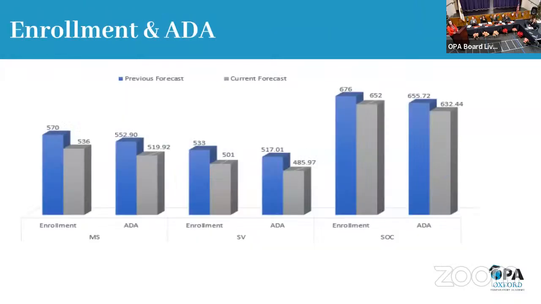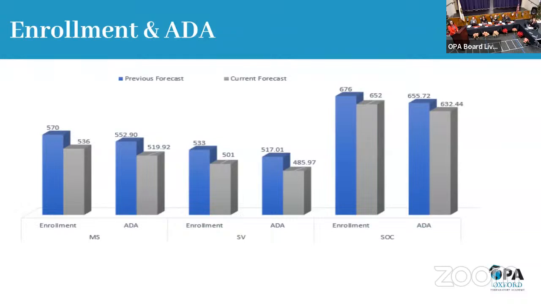So the biggest factor for the changes in the first interim is enrollment and ADA. For the middle school, we originally budgeted 570 students, and we are currently at 536 students. For SV, we projected 533 students, and currently projecting 501 students enrolled. For SOC, originally projected 676 students, and currently at first interim projecting 652 students.